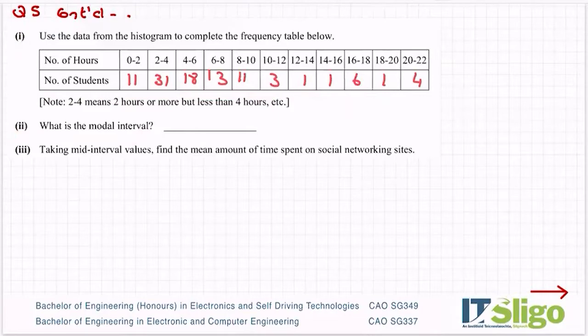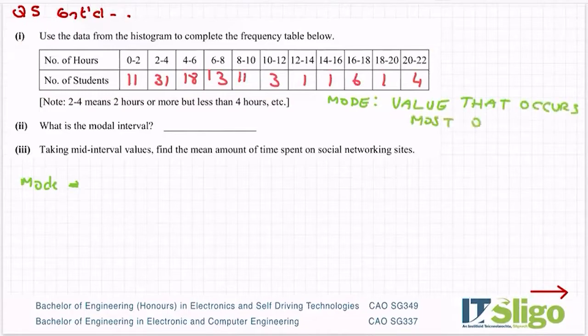The modal interval. So the mode is, I'll write it up here, the mode is the value that occurs most often. Okay, so you have to know that definition off by heart. So that's the mode. Now this asks for a modal interval. Is it different? Well, no, it's not. So mode is a single value. It's a value that occurs most often. And you can see here, we don't have single values, we have intervals. So we have groupings of hours. So between 4 and 6 hours, between 6 and 8 hours, between 8 and 10 hours.